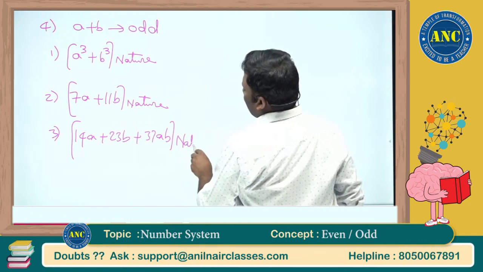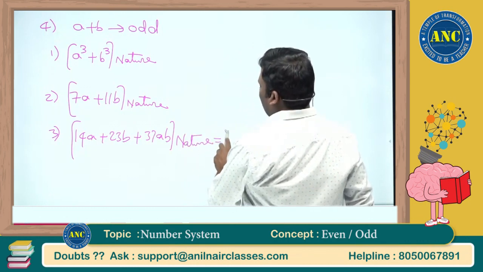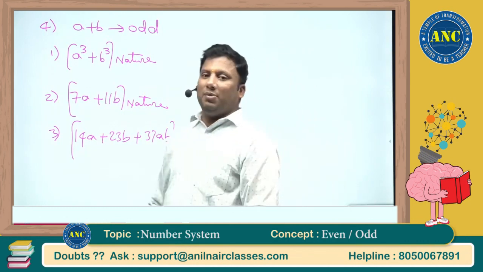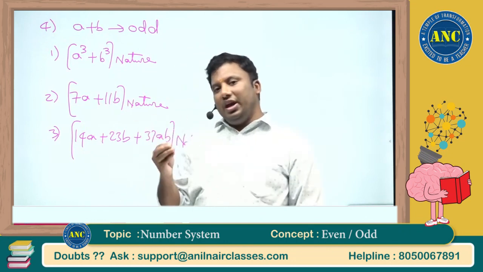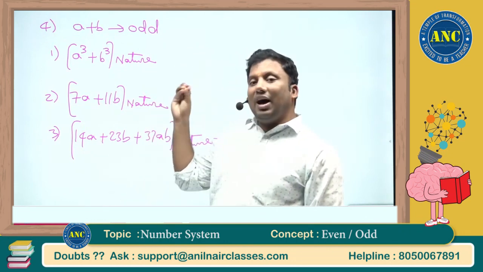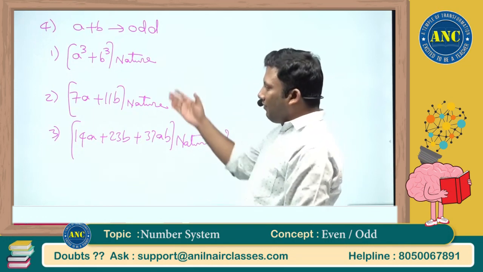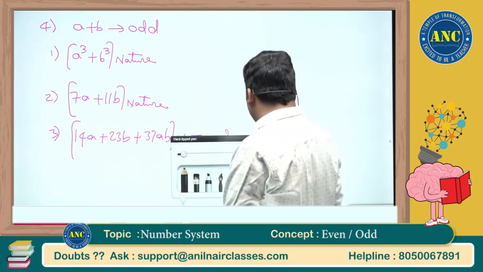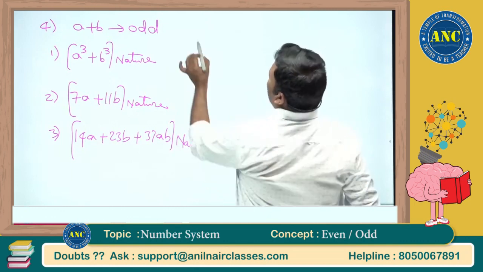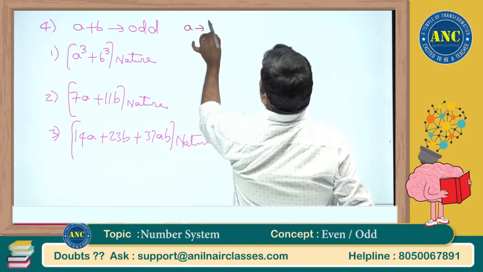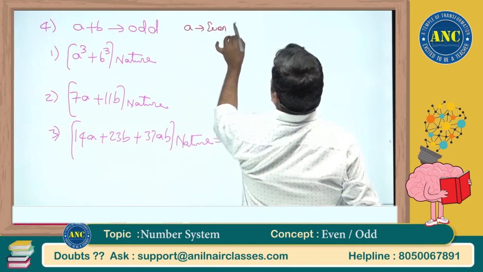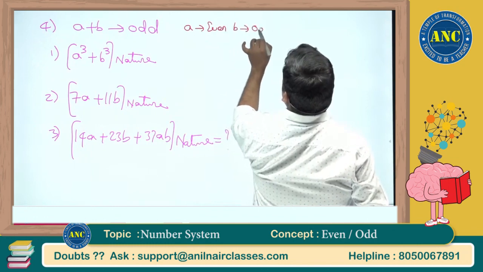We are not interested in finding the values. Anyway, the values of A and B are not given. He just gave that A plus B is an odd number. Find the nature of the expression. One by one we will go, sir. A plus B is an odd number. That means A will be an even number and B will be an odd number.